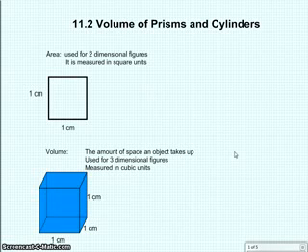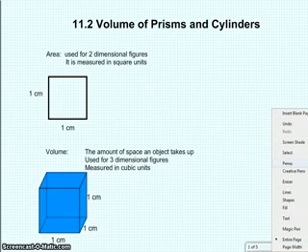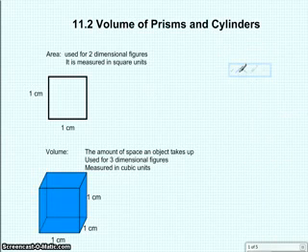Today we're going to talk about the volume of prisms and cylinders. And in order to do that, I think we first should review the difference between area and volume. Area is what we use for 2D or flat figures.